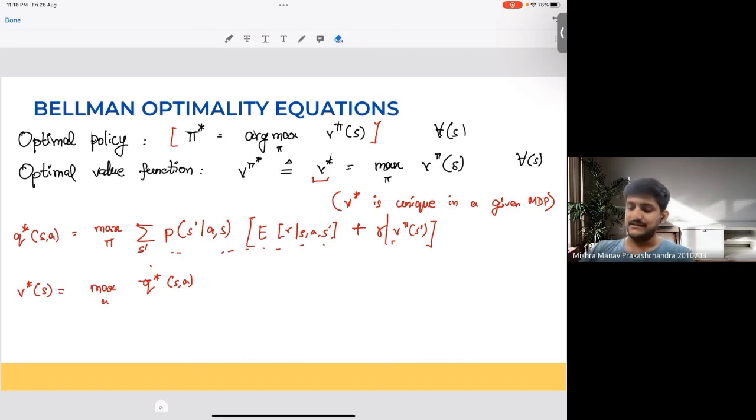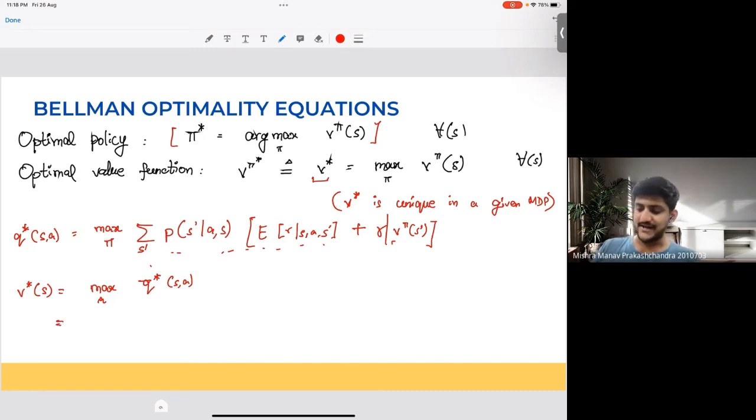The way you think of it is that for Q star, the first action I take is action A, and after that, whatever action I take is optimal, I follow the optimal policy. And what V star of S does is it tells me that the first action I take in Q star of S, A is the max of that action. So essentially, I'm following the optimal policy from the start itself. This is my V star of S.